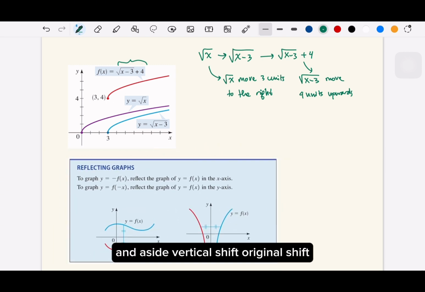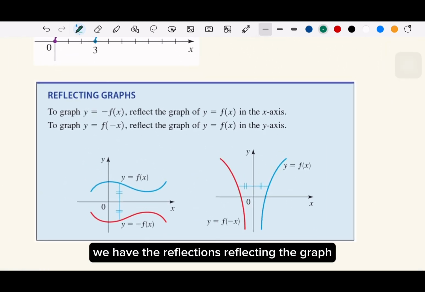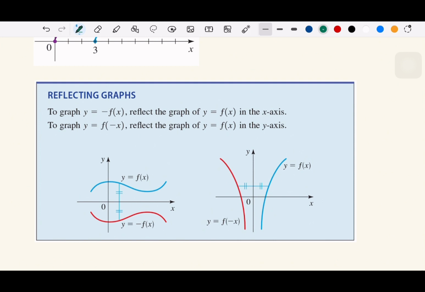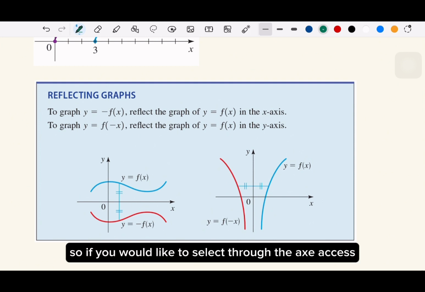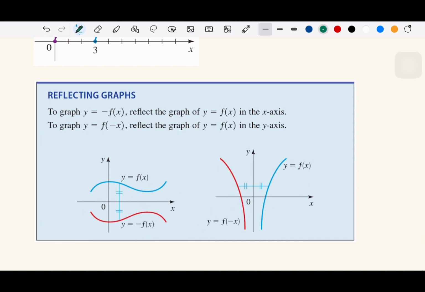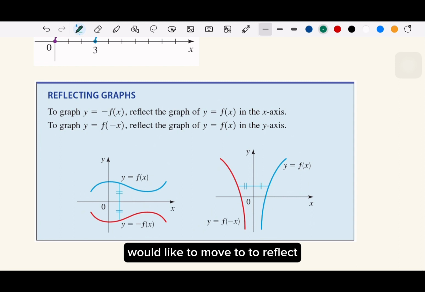And aside from vertical shift and horizontal shift, we have the reflections, okay? Reflecting the graph through the x-axis or through the y-axis. If you would like to reflect through the x-axis, we just multiply the function by a negative. If you would like to reflect the function through the y-axis, we need to multiply the variable by a negative. Okay?